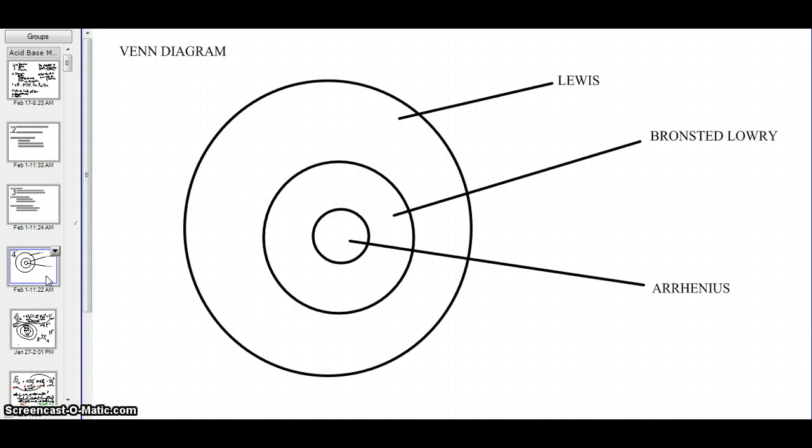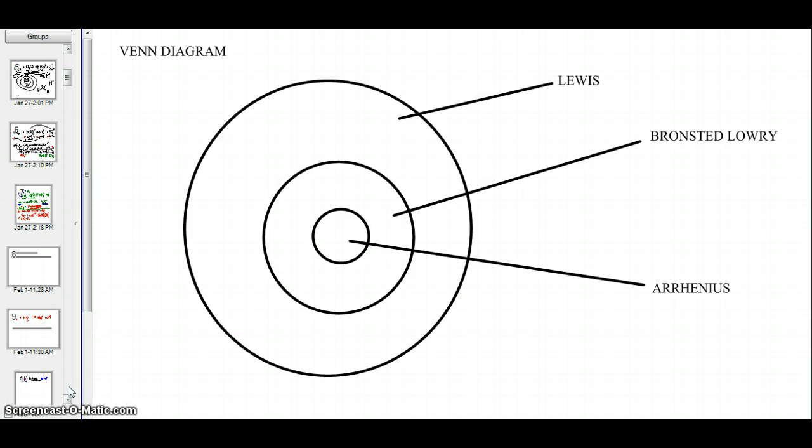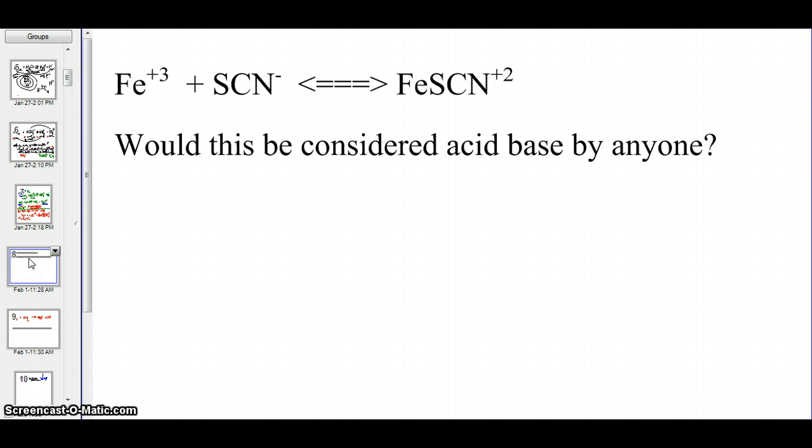And again, if you look at the Venn diagram that I drew before, you can see that I'm trying to give you a feel for which is the most inclusive definition of acids and bases. So let's address this question head on with an example that relates to your lab. If you look at this equation from your equilibrium lab, we have an iron ion, we have SCN, the thiocyanate ion, and the complex ion that is formed, the red colored solution.